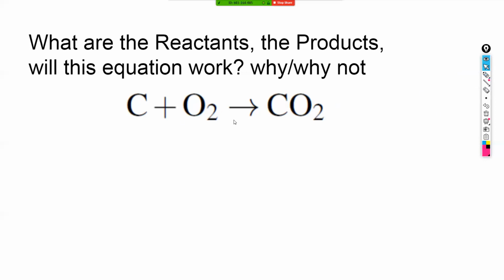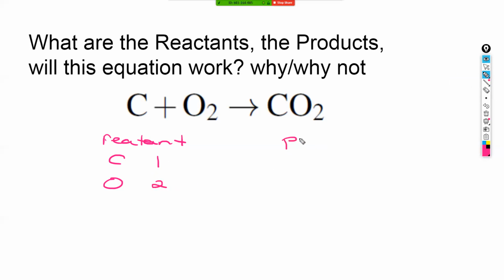Here, sorry, let me get you my writing tool. I have one carbon atom. Okay. So when we look at the reactant side, I have carbon and I have oxygen. I have one carbon atom, that's told to me by this number here, there's nothing there. So it's understood that it's one. I have two here. So that tells me I have two oxygen.